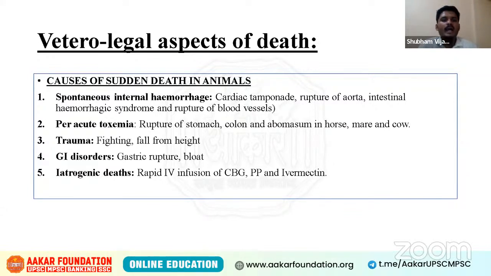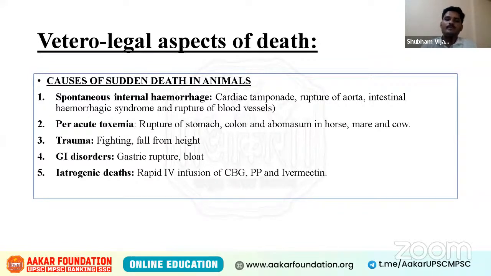Then the next one is iatrogenic deaths, means because of medicines, improper use of medicines. A few examples: rapid intravenous infusion of calcium borogluconate. If we give this intravenous infusion at a very rapid speed, then ventricular fibrillation will be there and sudden death of the animal may occur.